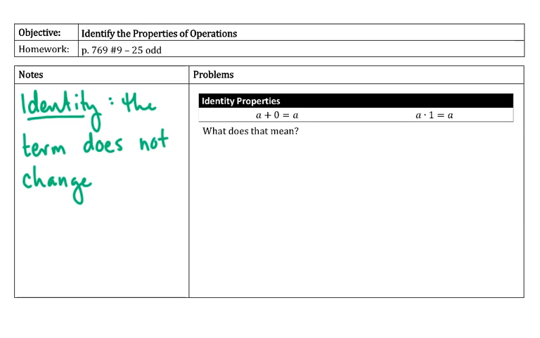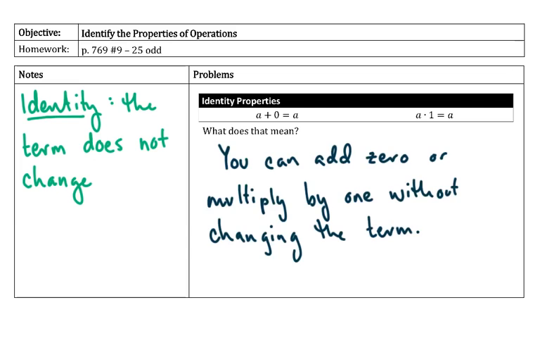In terms of math, there's a couple things that don't change what the term is, such as adding 0, A plus 0 equals A, or multiplying by 1, A times 1 is still equal to A.